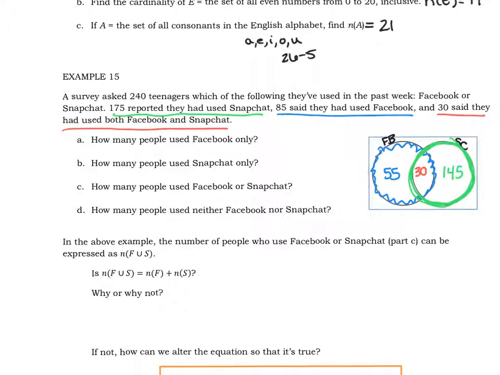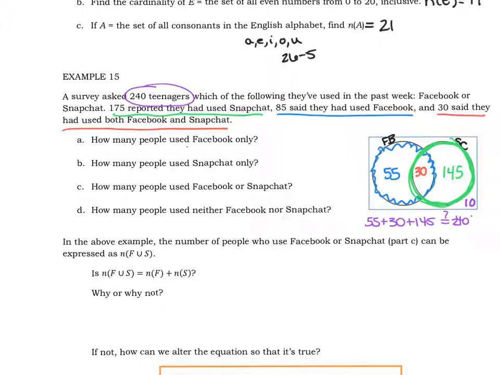And now this is where we go and we look for these 240 teenagers. Now the question is, do 55 and 30 and 145 add up to 240? Okay, and I think you'll find that no, they don't. They add up to 230. So what happened to those other 10 people? Well, those other 10 people haven't used either one. They belong out there in the outside of the union of the sets.